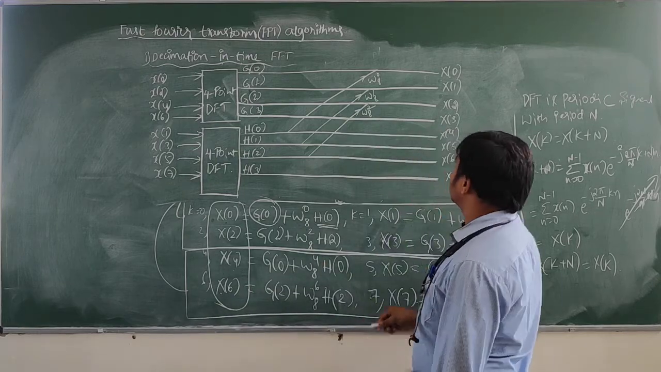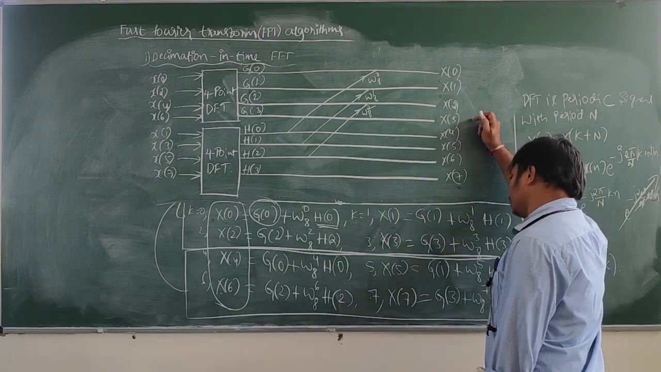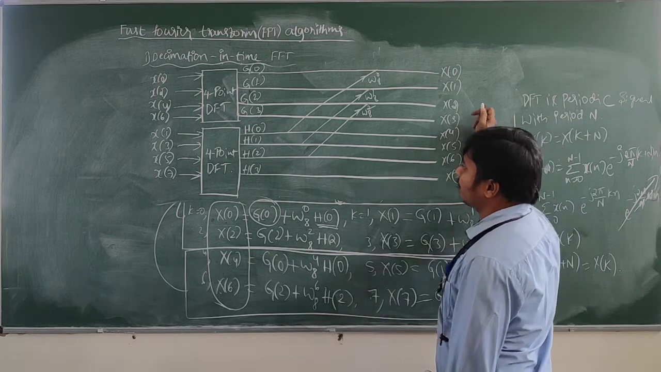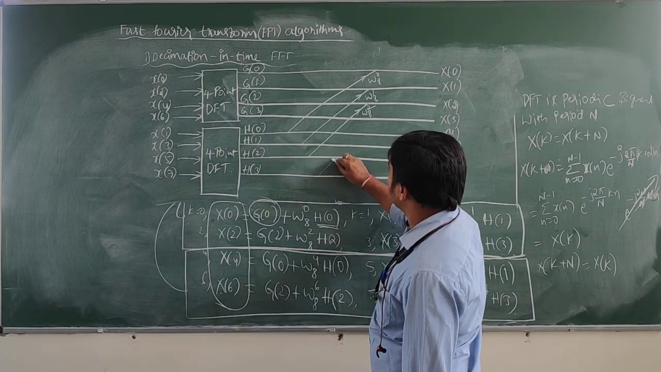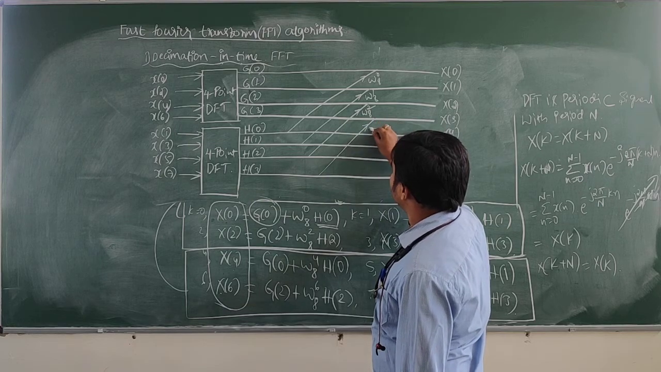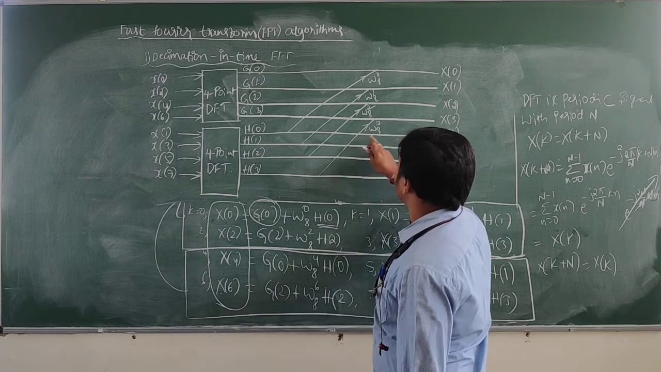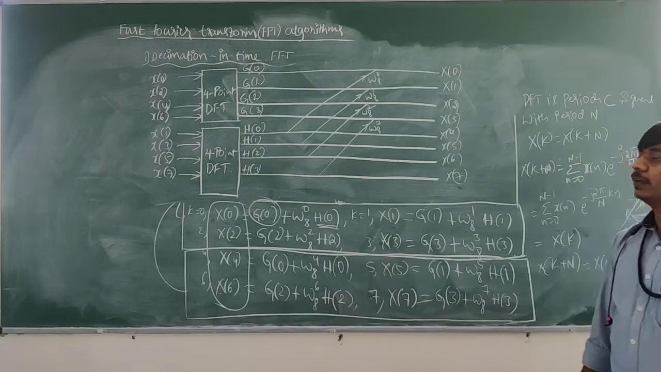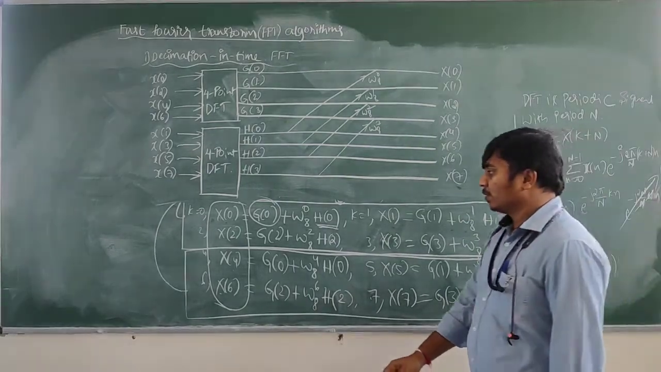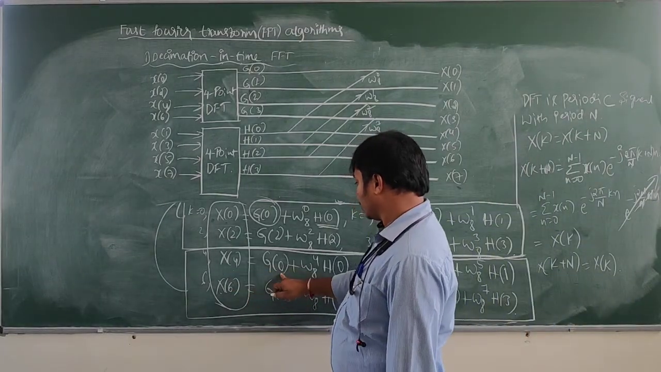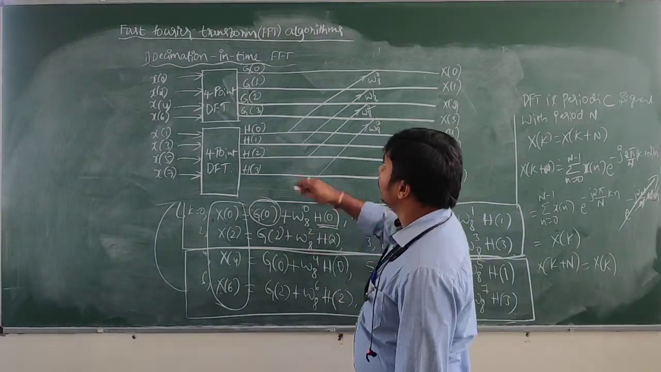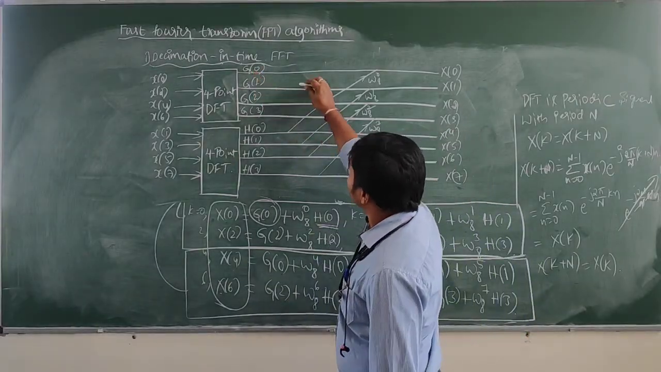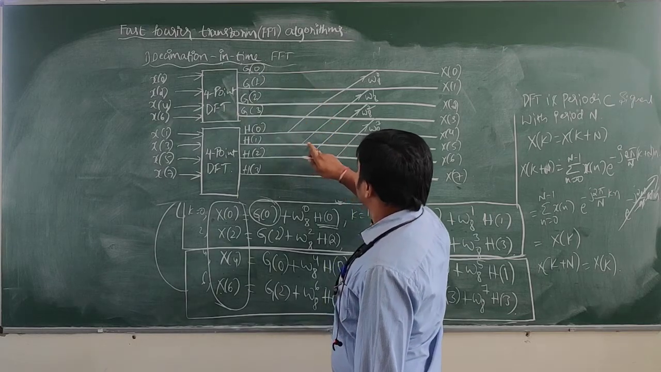Next, the equation for x of 3 is g of 3 plus w8 power 3 into h of 3. Therefore g of 3 is here, therefore add h of 3 into w8 power 3. We get x of 3. Similarly, x of 4 is what? g of 0 plus w8 power 4 into h of 0. So here we have g of 0 and here we have h of 0.